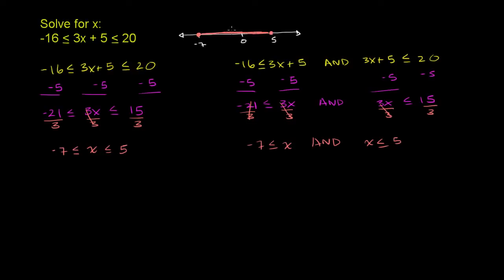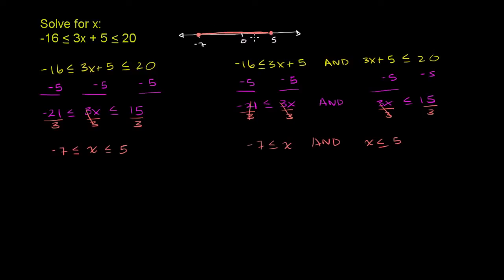And so we can verify that these work. You could try out a number that's well inside of our solution set, like 0. 3 times 0 is 0, so you're just left with 5 is greater than or equal to negative 16, which is true, and 5 is less than or equal to 20. Or negative 16 is less than or equal to 5, which is less than or equal to 20. So that works, and that makes sense.